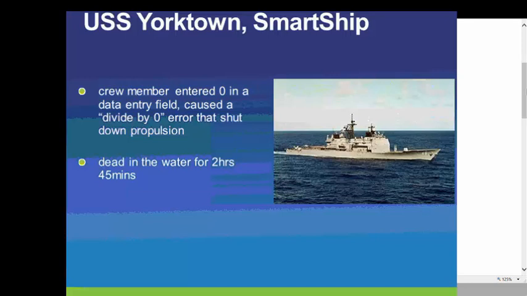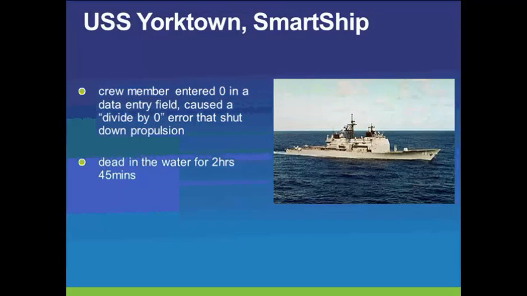Some unfortunate incidents, perhaps. This is a ship from the U.S. Navy, and what happened is that a crewman entered 0 in a data entry field of an application that controls the propulsion system. That caused a divide by 0 error and shut down the entire propulsion system of the ship. The ship was dead in the water for 2 hours and 45 minutes. Completely vulnerable, and luckily they were not in a war situation, so they were just a sitting duck, but nothing major happened. But you can imagine the other ways this could have turned out.